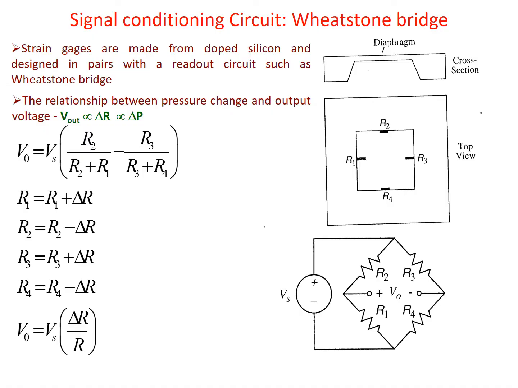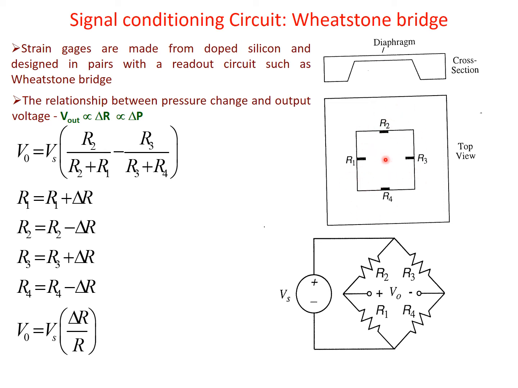Now the next one is that we have to go for signal conditioning circuits as well. As we said, if we go for a piezo-resistive type pressure sensor, then the Wheatstone bridge is one important example which we can use for converting this delta R into delta V. Suppose this is your diaphragm, and on the diaphragm R1, R2, R3, R4 are the 4 piezo resistors placed.